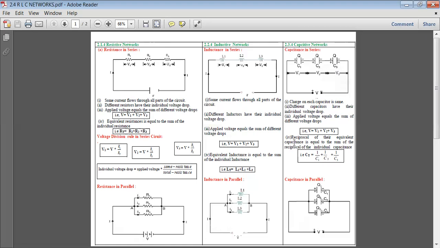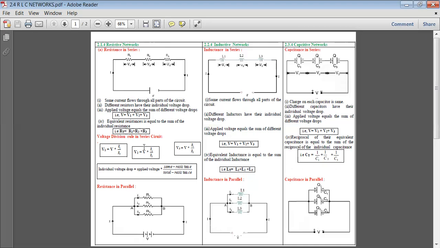Now come to the fourth point. The reciprocal of their equivalent capacitance is equal to the sum of the reciprocals of the individual capacitances. 1 by CT is equal to 1 by C1 plus 1 by C2 plus 1 by C3.